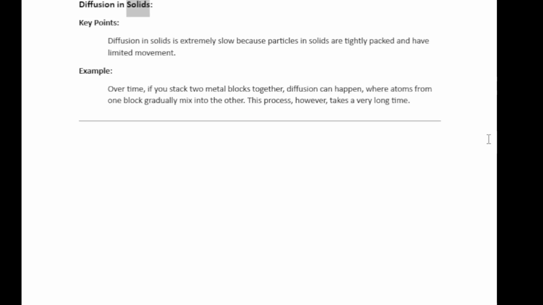Diffusion in solids. Key points. Diffusion in solids is extremely slow because particles in solids are tightly packed and have limited movement. Example: over time, if you stack two metal blocks together, diffusion can happen, where atoms from one block gradually mix into the other. This process, however, takes a very long time.